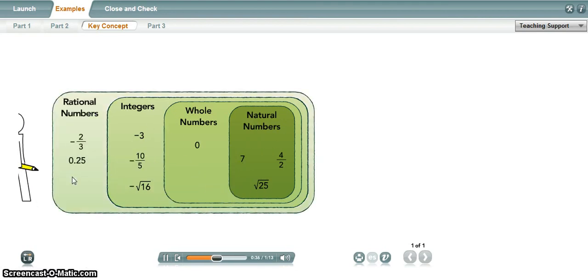The rational numbers are the set of all numbers that can be written in the form a divided by b, where a and b are integers and b is not equal to 0. So all integers, whole numbers, and natural numbers are also rational numbers.